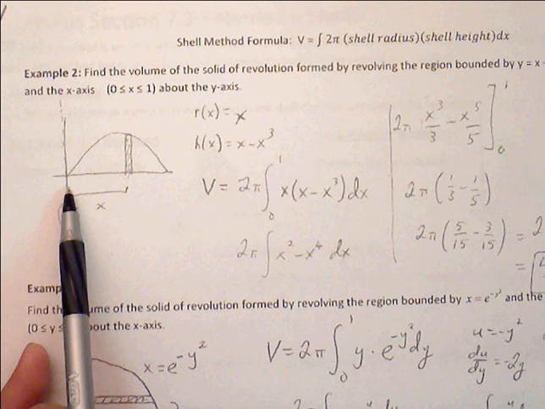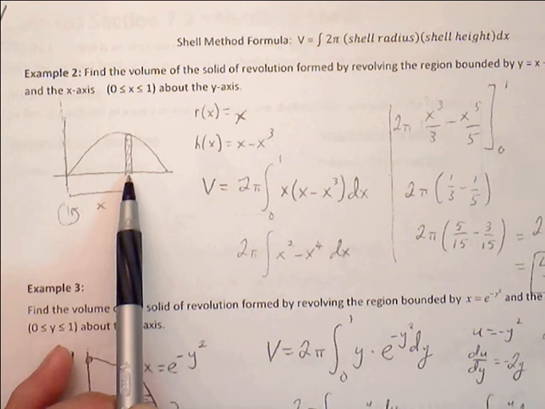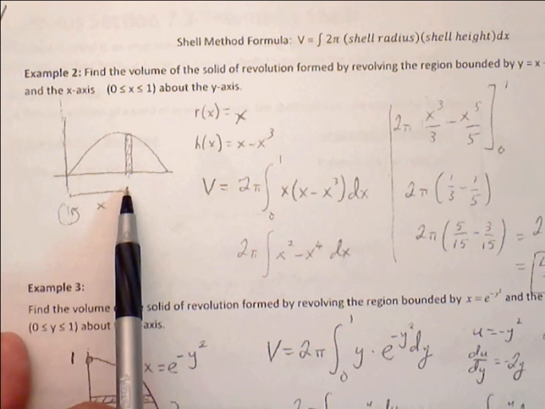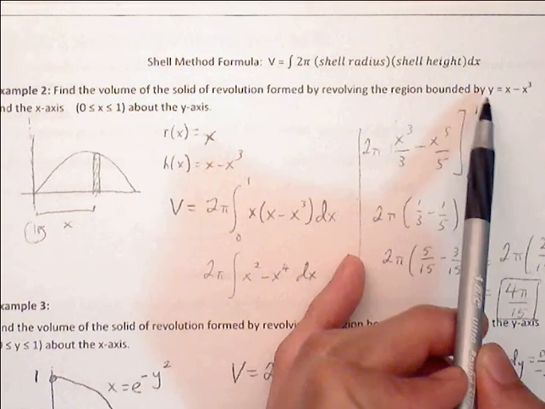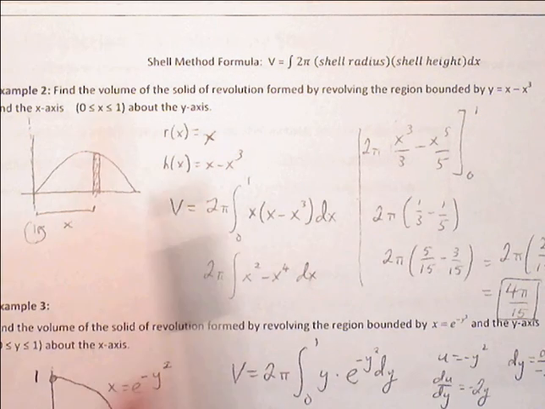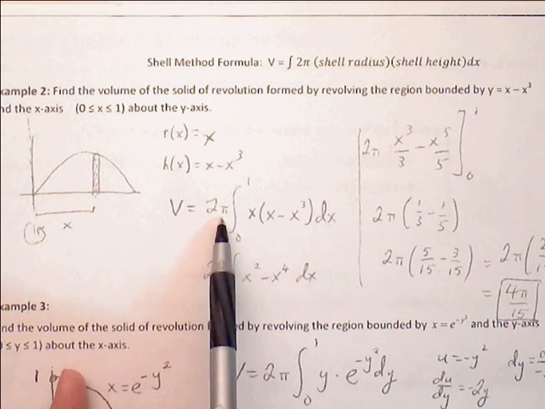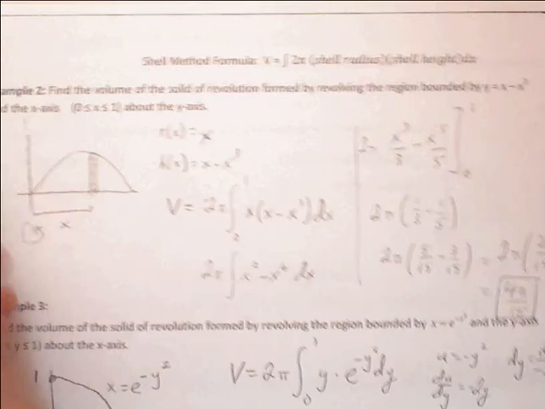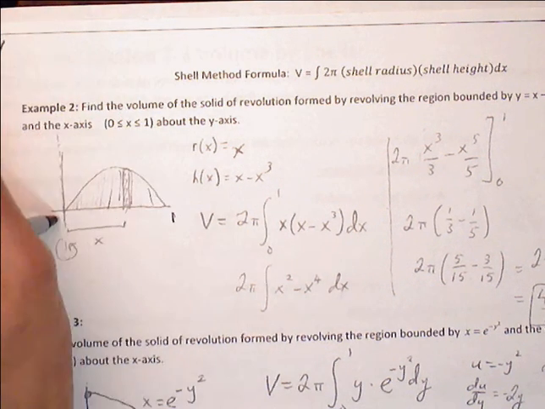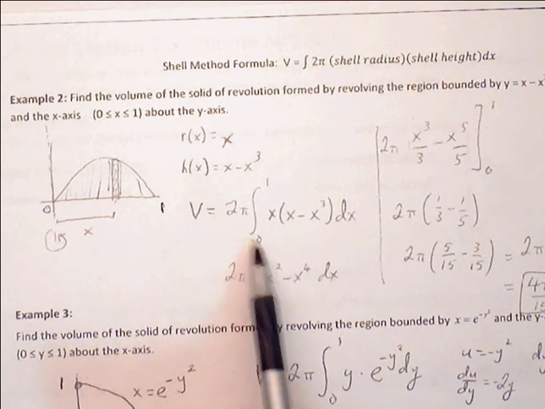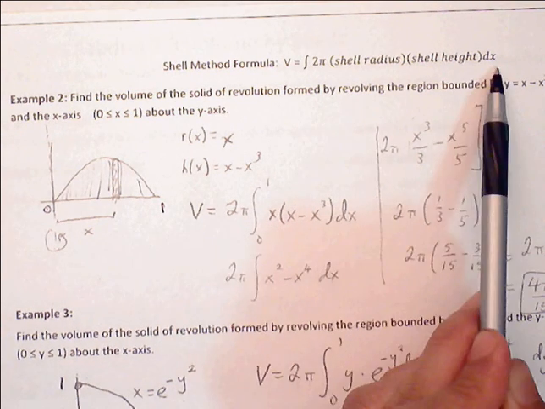So here, the distance from our axis to the point where this rectangle is, we can call this x. That's the shell radius. The shell height is given by this equation here. Any point on this graph represents potential height for our shell. And then 2 pi in front, and then our bounded region extends from x equals 0 to x equals 1. So then 2 pi integral 0 to 1 x times x minus x cubed. We're just following this formula here.